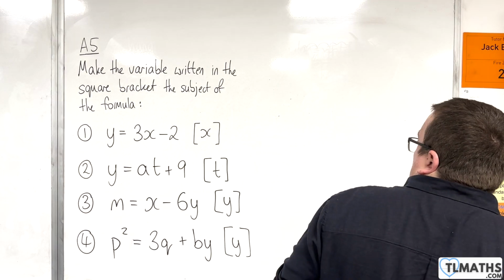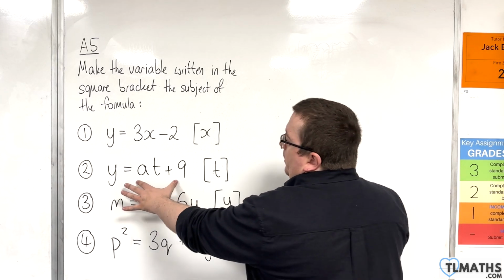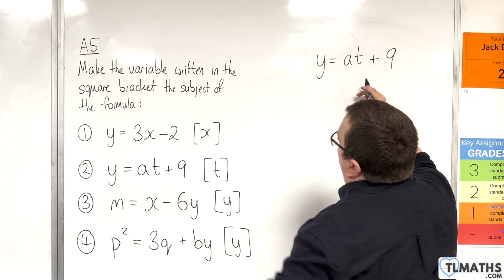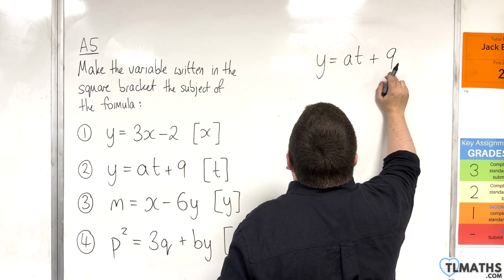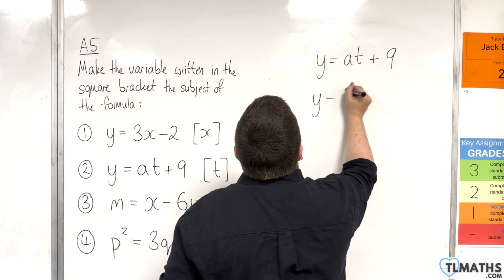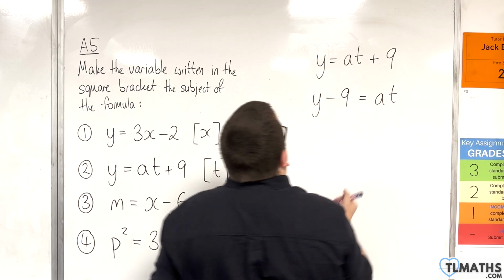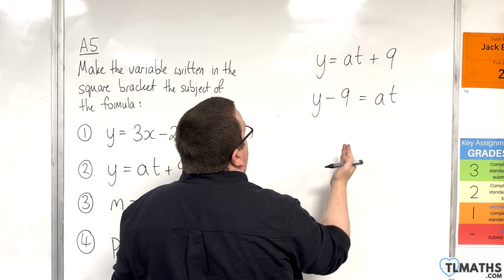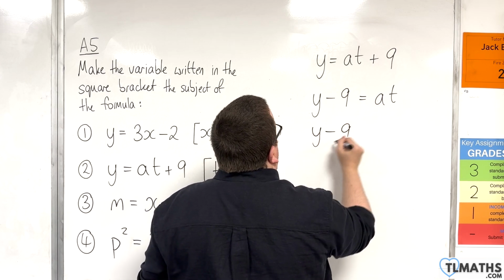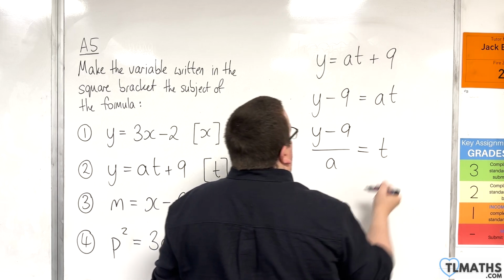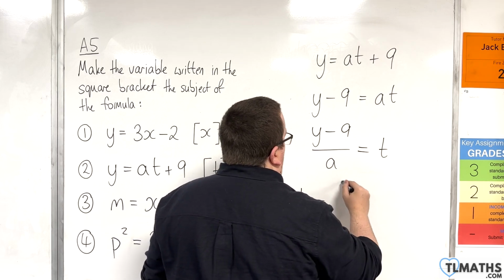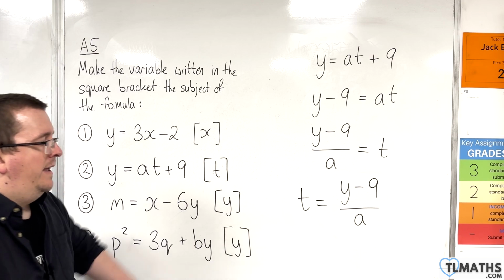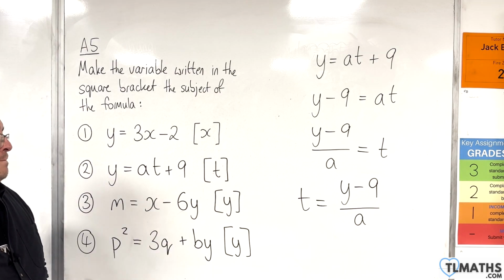Right, let's go with number 2. y equals at plus 9. So we want to isolate t. So let's subtract 9 from both sides first. Now we're almost there, but we've got this at rather than just t. So I'm going to divide both sides by a. And I now have t equals. So let's write it around this way. t is equal to y minus 9 over a. And now t is the subject of the formula.